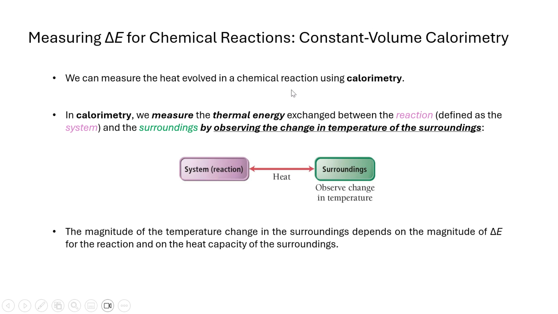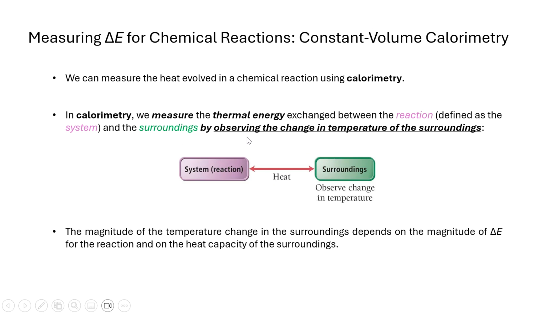We can measure the heat evolved in a chemical reaction using something called calorimetry. Okay? And particularly, this is going to be constant volume calorimetry. So if you're trying to measure the change in internal energy of a chemical reaction at constant volume, you can use a technique called calorimetry. And we're going to see it's basically a way to measure the thermal energy exchanged between the reaction, which we define as the system, and the surroundings.